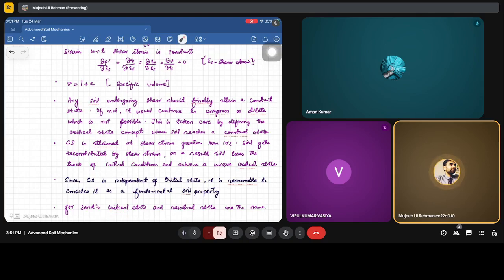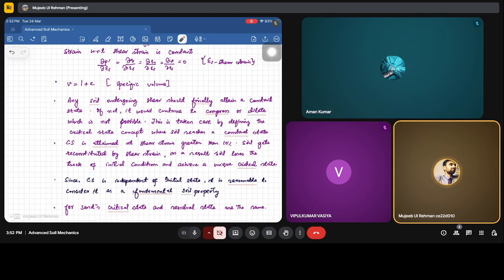Critical state is attained at shear strain greater than 10%. As I told you, different books will have different values, but as per the notes and the lectures of Professor Sridhar sir, I will go with that. So critical state is attained at shear strain greater than 10%, and soil gets reconstituted by shear strain. As a result, soil loses track of initial conditions and achieves a unique critical state. It's very important. What happens after 10% axial strain, when you are loading the sample? There will be the reconsolidation of the sample. After 10% of the axial strain, what will happen?